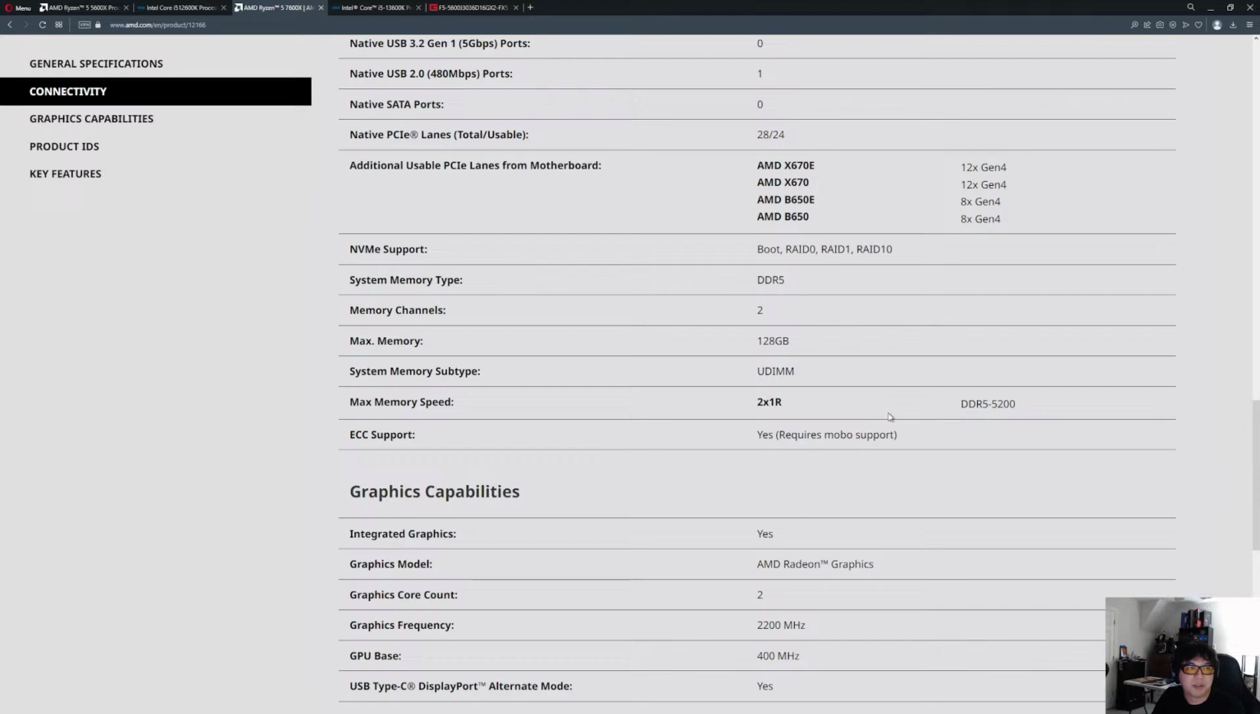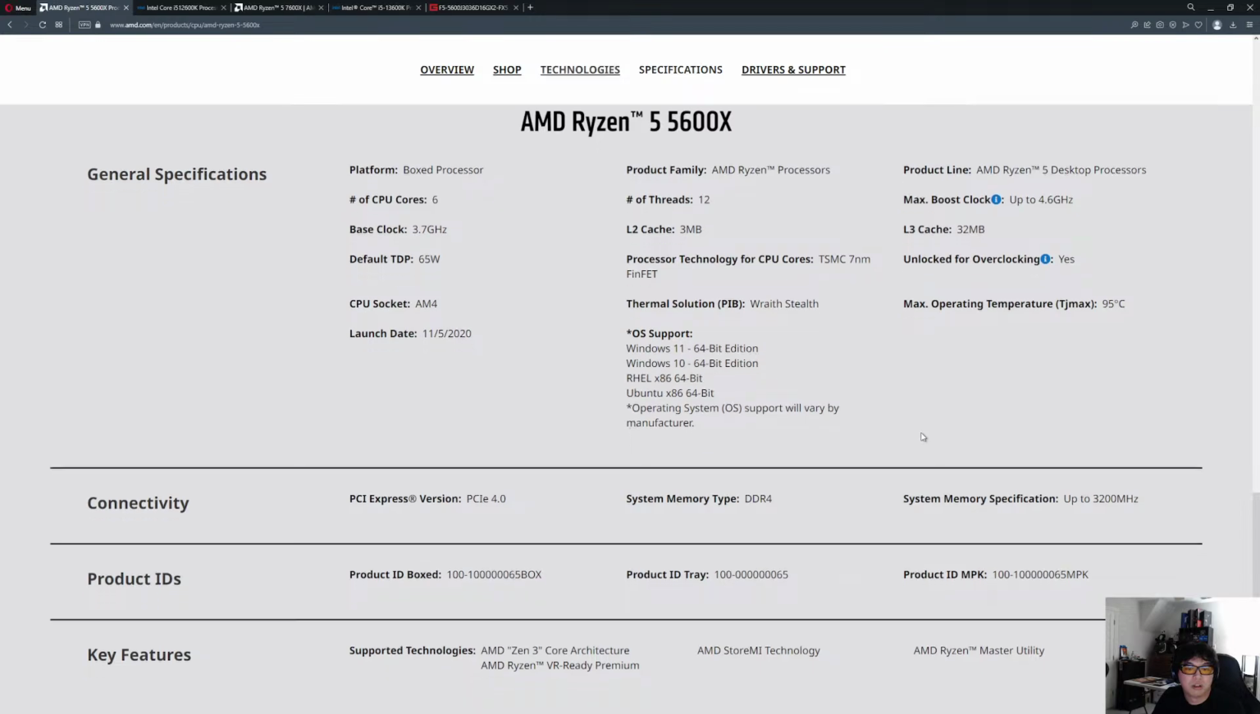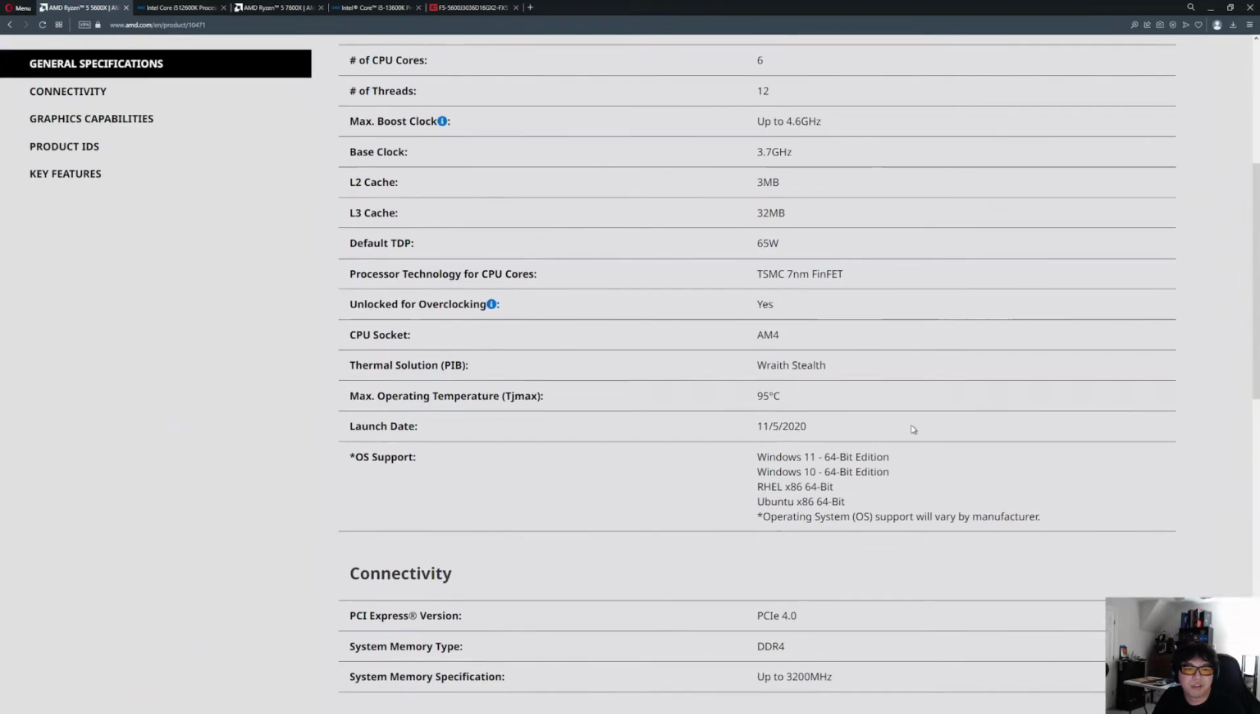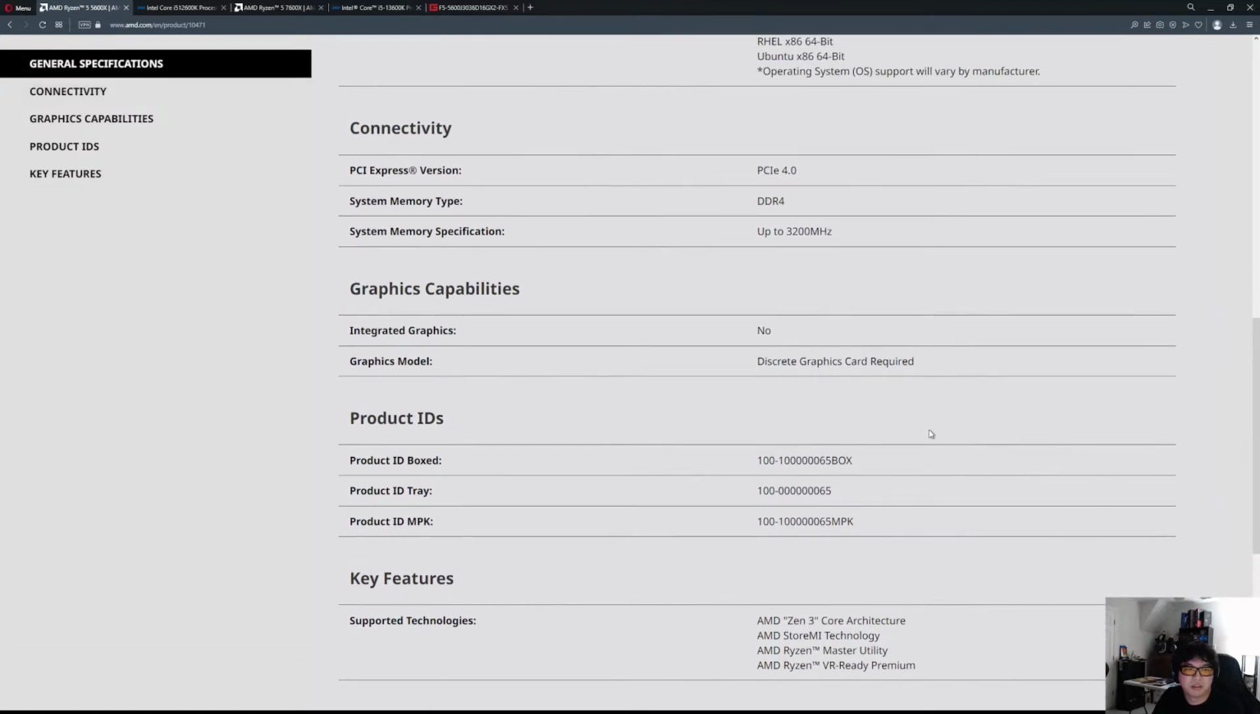So that's going to be it for AMD. If we compare that to DDR4 on the previous gen, if we go to the full spec, I think it's going to be like 3200, if I'm not mistaken. Yeah, so 3200 was the maximum official spec for DDR4.